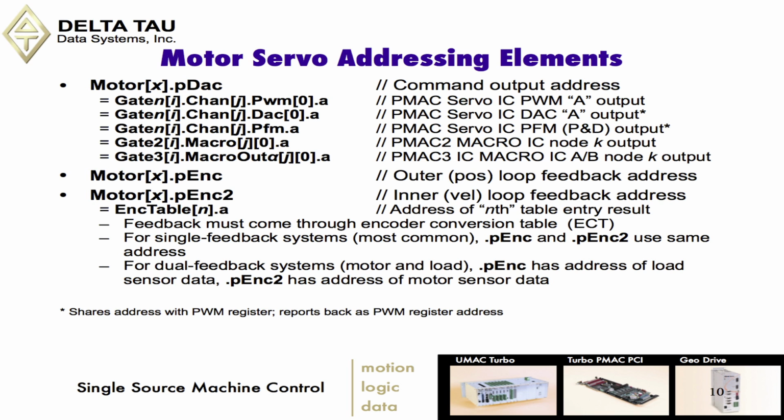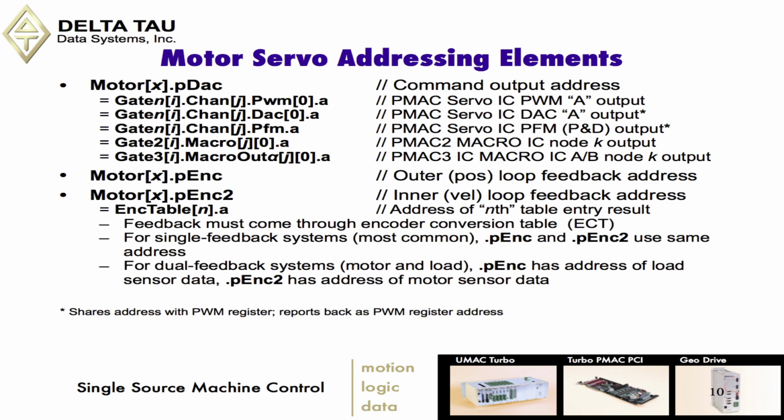So Motor[x].pDac, this is the command output address. It's going to look at the first PWM register or the first DAC register or the first PFM register. There's only one PFM register, the one at the very end, the D phase. If I have a macro setup, if I have a macro IC in there, it's going to point some of these to the macro IC. Do I have a macro IC on this one? No.